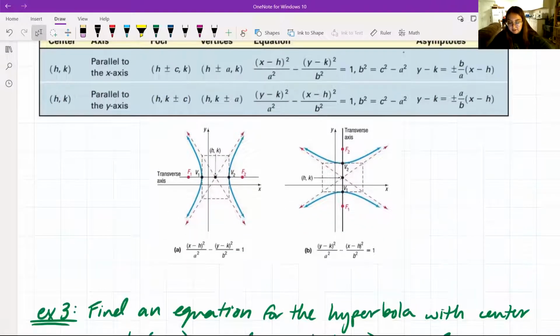And then we see here in images A and B, we just see the difference with our moved center for our transverse axis being now parallel to the x-axis, and then our transverse axis being parallel to the y-axis.